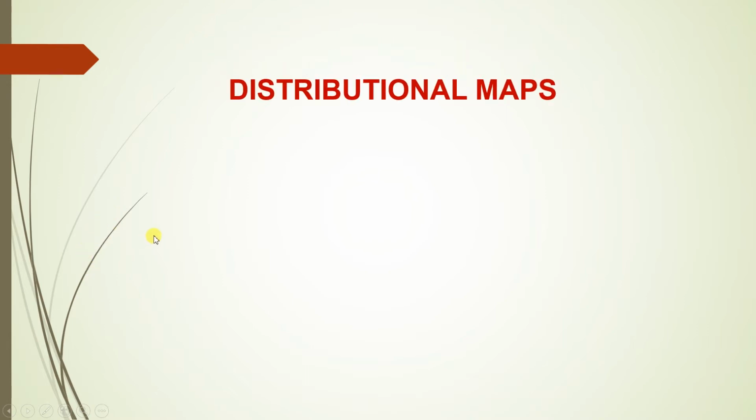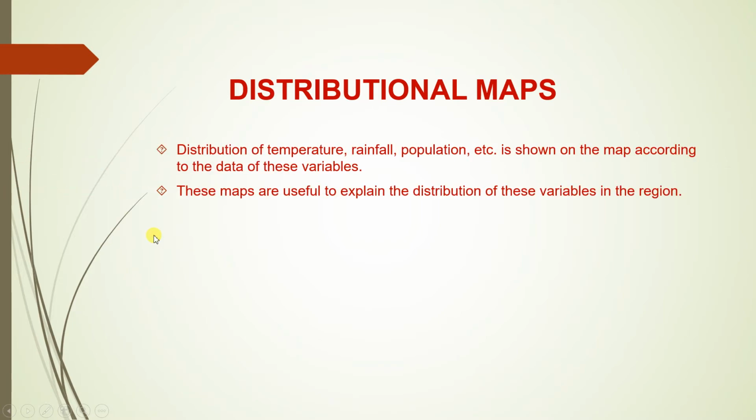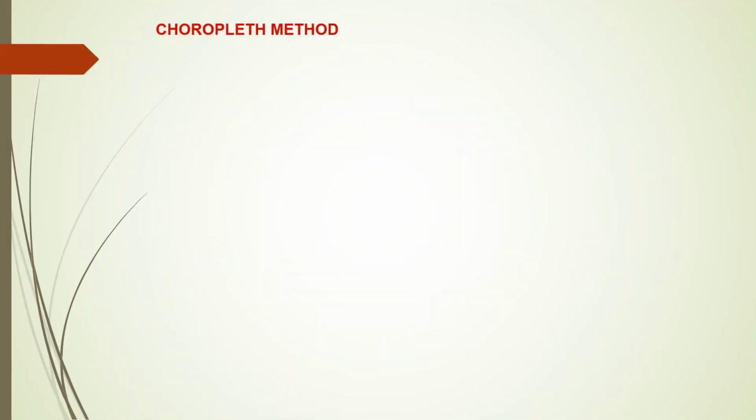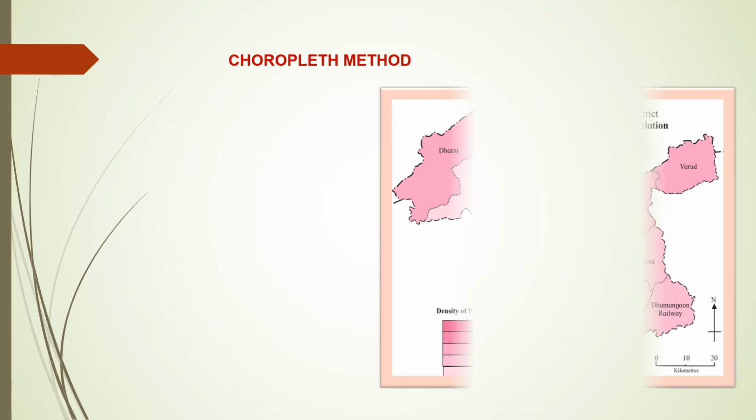These are also called distributional maps. And through this distributional map, those variables can be shown in three different methods. They can be shown through dot method, choropleth method, and isopleth method. In the previous class, we learned about dot method. Now we will see how choropleth method is used to show the variables.